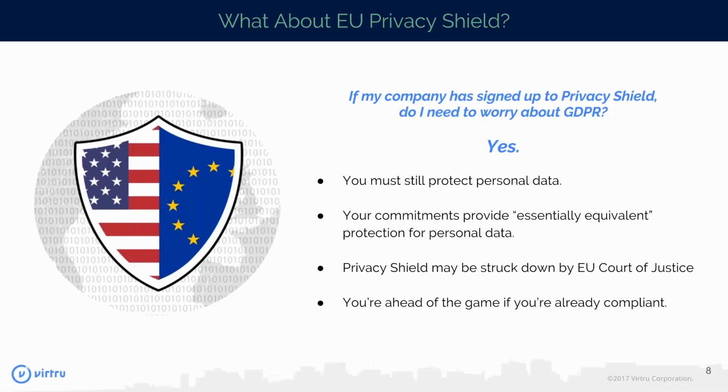So I want to talk a little bit about the Privacy Shield. The Privacy Shield is an arrangement that the U.S. government, the Department of Commerce, has made with the European Union, and it's designed to serve as an alternative to directly complying with the GDPR. The idea here is that if you're an American company, you can work with the Commerce Department to make a bunch of promises to protect personal data and to adhere to certain privacy principles.